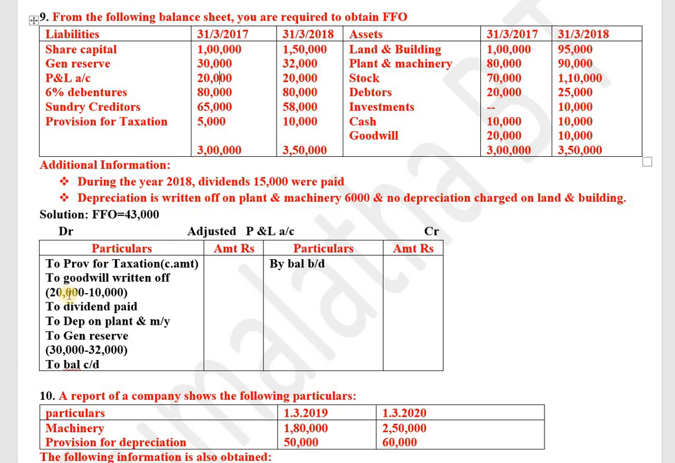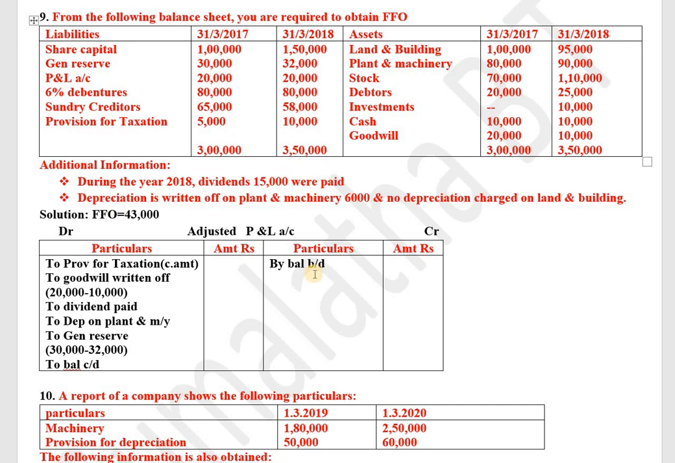Obviously, dividends paid is an expense that has to be taken on the debit side. Depreciation is written off on plant and machinery, 6,000. So, depreciation on plant and machinery is 6,000. No depreciation charged on land and building. Only on plant and machinery, 6,000 is charged. That has to be recorded. With this, we should get 43,000.